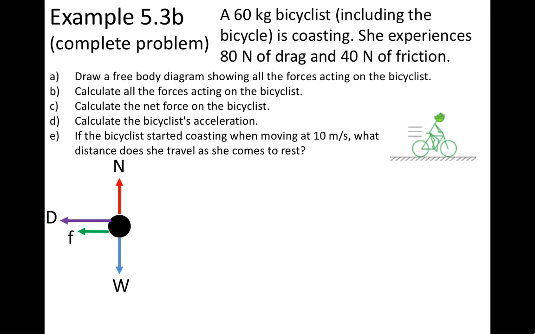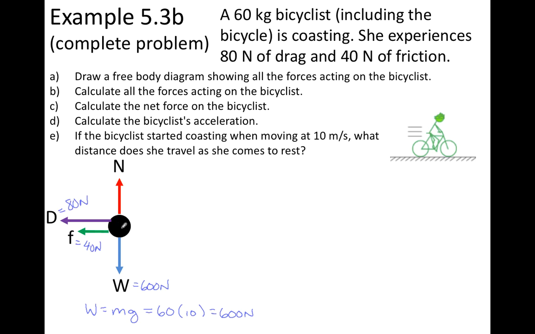Part B wants us to calculate all the forces acting on the bicyclist. So we're going to start with the weight force. Weight is equal to m times g. We're given the mass of the bicyclist as 60 kilograms. We're going to multiply that by 10 for g, and that gets us 600 newtons. So the weight force is 600 newtons. The frictional force that was given to us, that's 40 newtons. The drag force was also given to us, that was 80 newtons.